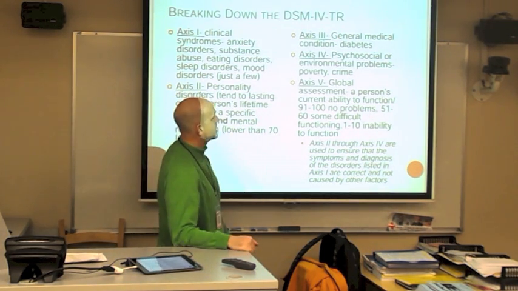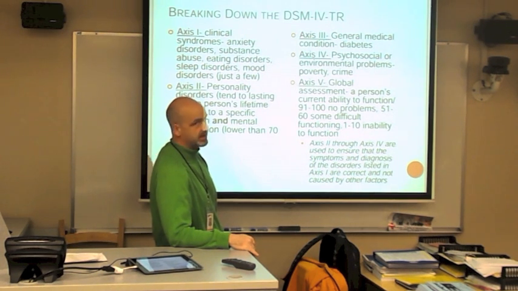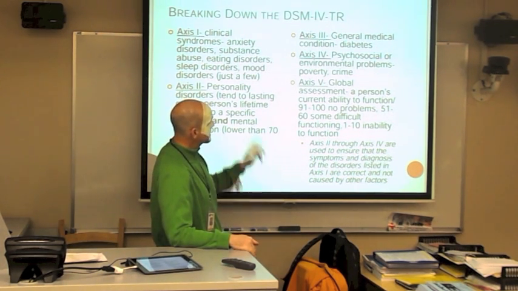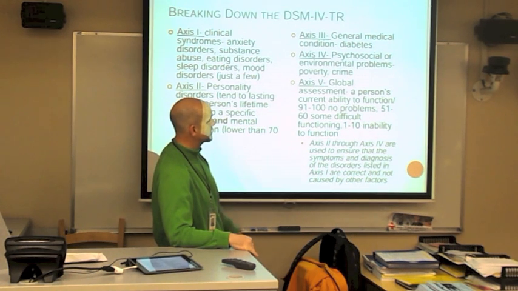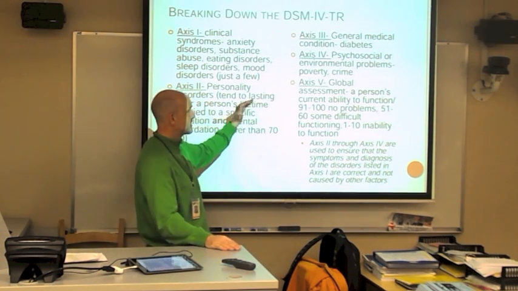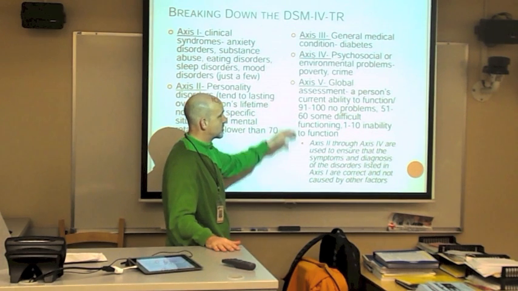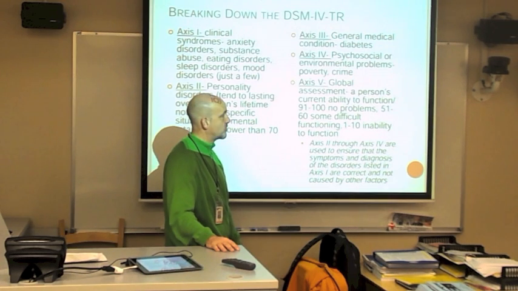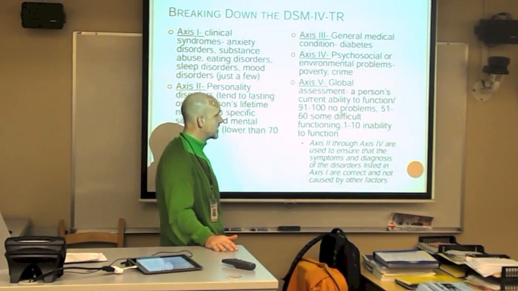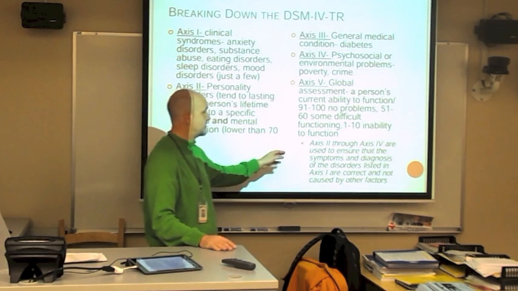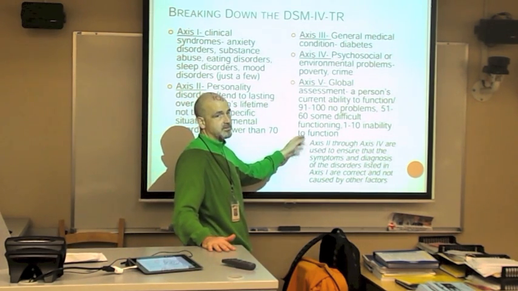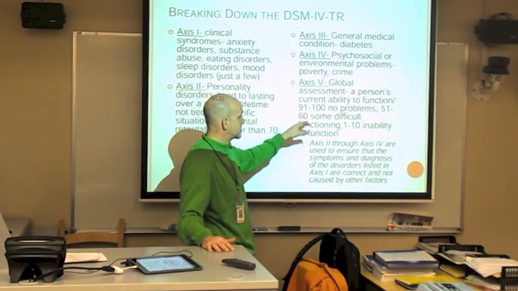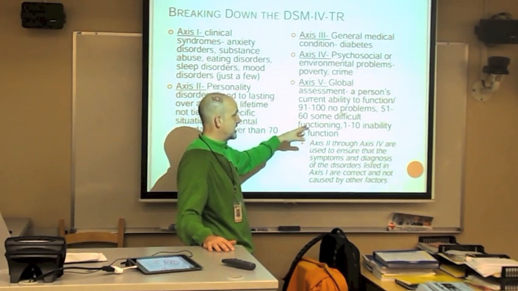Now, Axis 3 looks at general medical conditions such as ulcers, diabetes, and other physical symptoms. Axis 4 looks at psychosocial or environmental problems. In other words, poverty, crime, where somebody grows up. This also takes into consideration cultural expectations and problems. Axis 5 is a global assessment. It's a scale on the current ability of how a person is able to function. 91 through 100, if they scored that, would have no problems. However, 51 to 60 would have some difficulty functioning, and 1 to 10 is inability to function, which probably would end up with them being hospitalized. Most people would score with some difficulty, and if they are hospitalized, they would be in the bracket of 1 to 10.